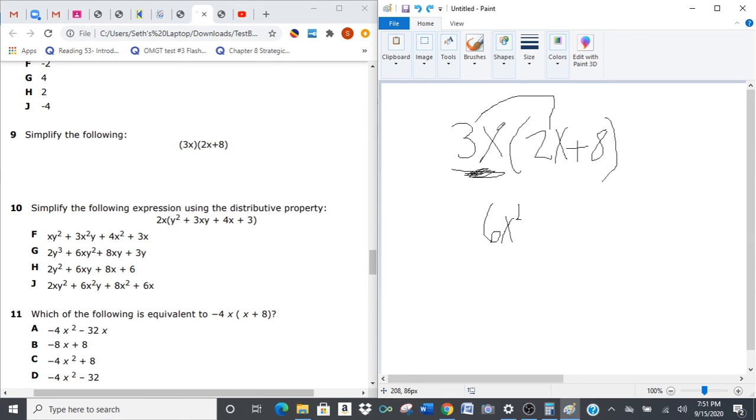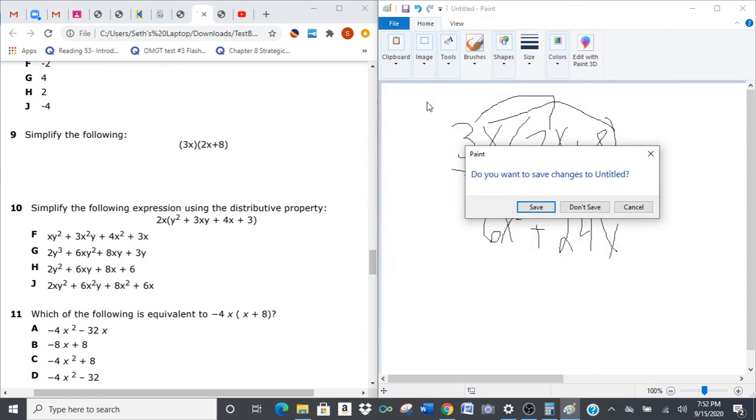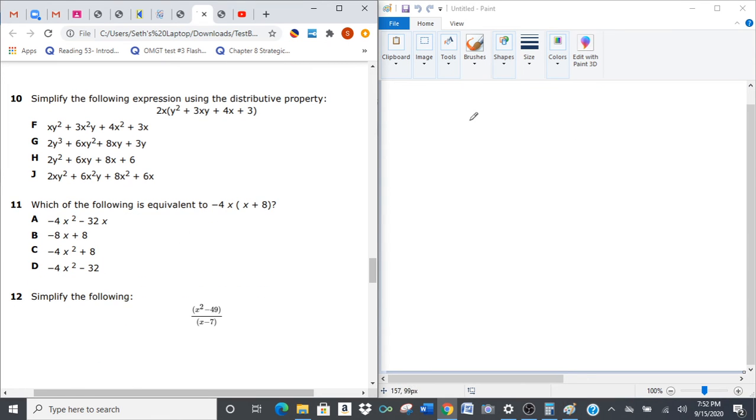Alright, and then the next thing you do is move on to the next term, 3x times 8. 3 times 8 is 24, and you have the x, so it's plus 24x. And that is all you do. And here we'll do one more.